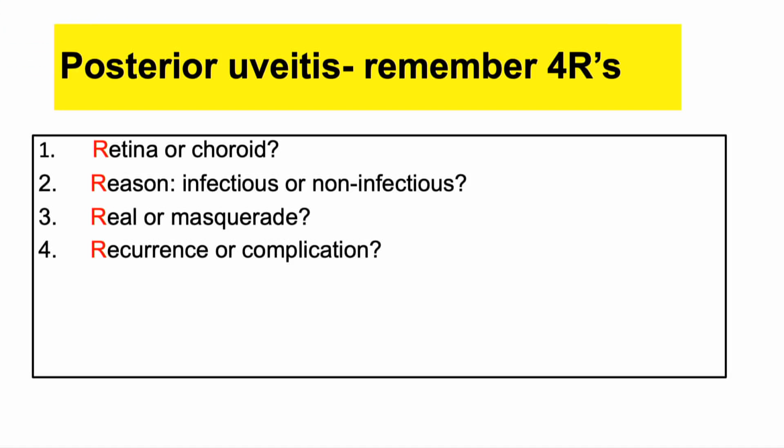Now when you see a case of posterior uveitis, remember 4 R's. One is the clinical phenotype. You can't confuse between a retinitis or a choroiditis, because retinitis points more towards infective etiology. The second is the reason, whether it is infectious or non-infectious. Third, is it real or is it masquerade? And fourth, is it a recurrence of the disease or a complication of the disease?